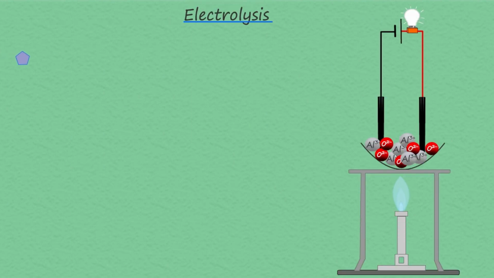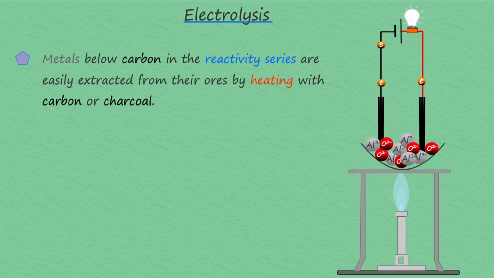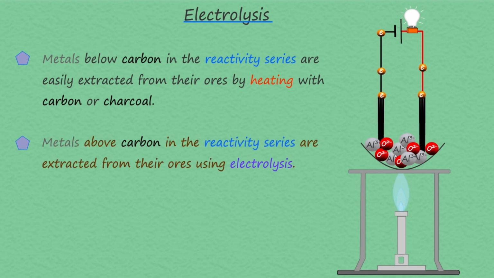While metals below carbon in the reactivity series can be easily extracted from their ores by heating with carbon or charcoal, metals above carbon in the reactivity series cannot be extracted this way. Instead, these metals are extracted from their ores using a method called electrolysis. Heating with carbon or charcoal simply does not supply enough energy to extract these reactive metals from their metal ores.